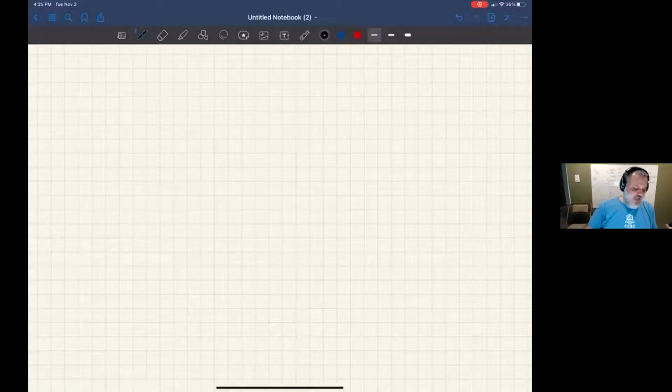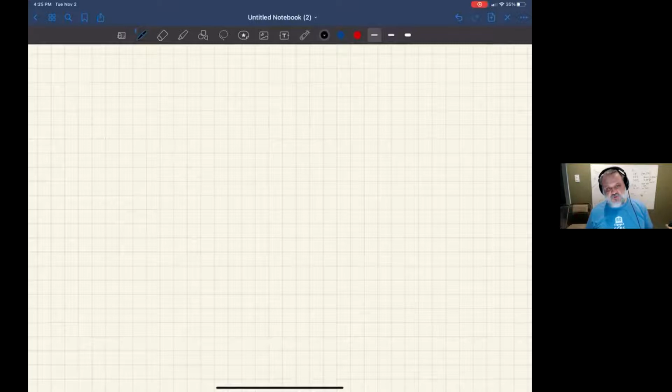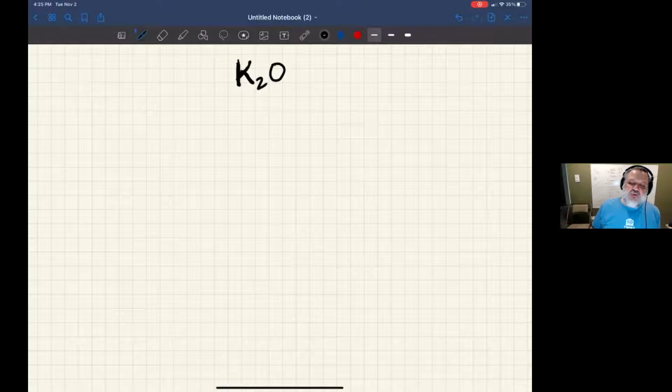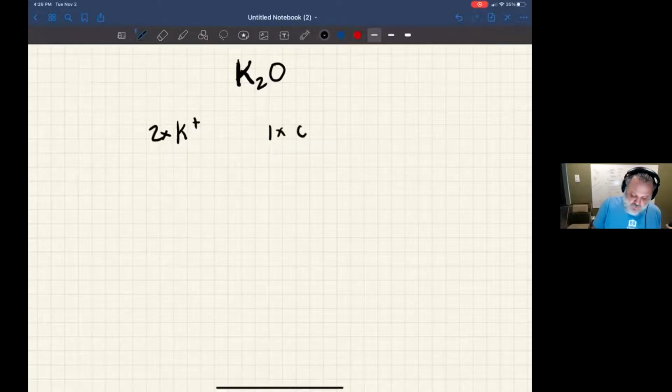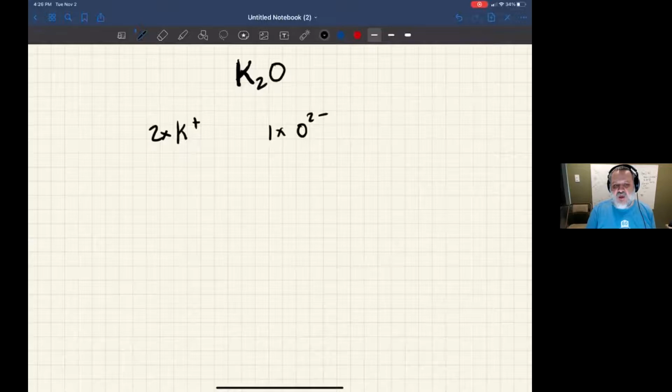All right, this question asks you to use a Lewis dot structure to represent potassium oxide. In order to figure out the Lewis dot structure for potassium oxide, you have to remember that it's an ionic compound made from 2 potassium ions and 1 oxide ion. Now that you remember that it's potassium ion and oxide ion, you can draw the Lewis dot structures.